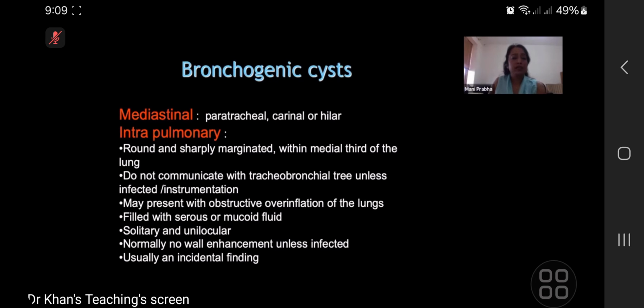So bronchogenic cysts can be mediastinal. Mediastinal ones will be paratracheal, carinal, or hilar. They can also be intrapulmonary. They are usually round and sharply marginated and are seen within the medial third of the lung. They do not communicate with the tracheobronchial tree unless they are infected or there has been instrumentation.